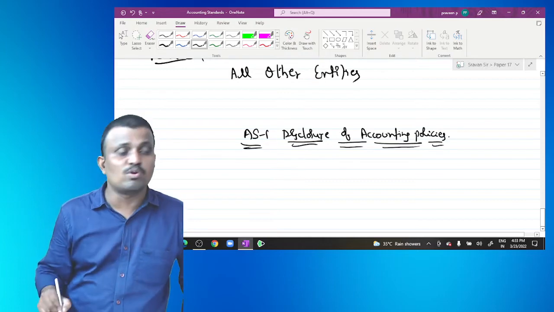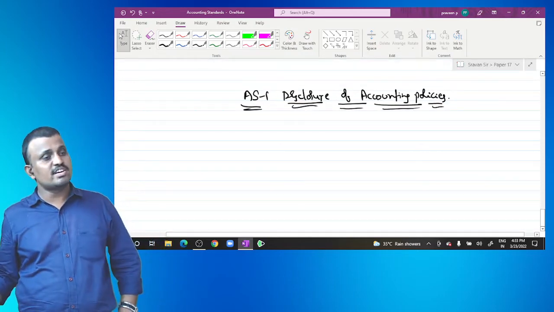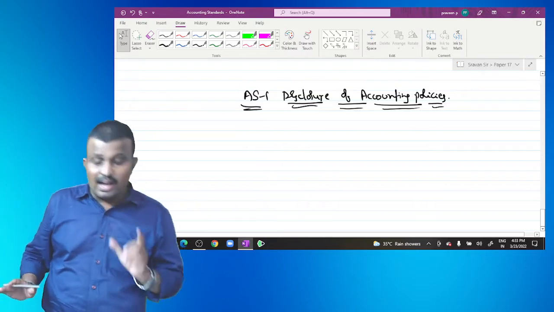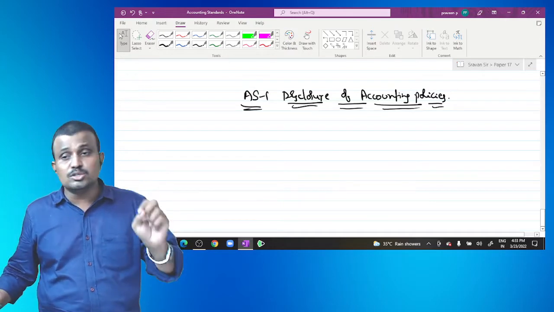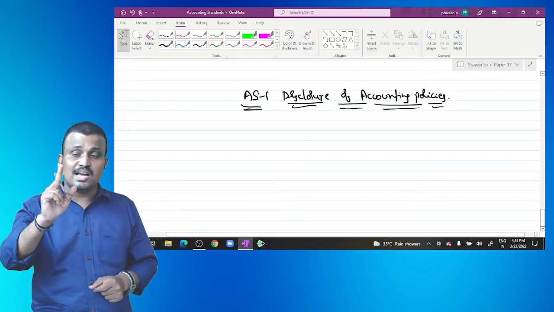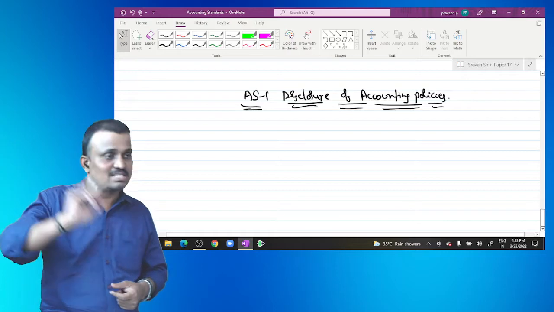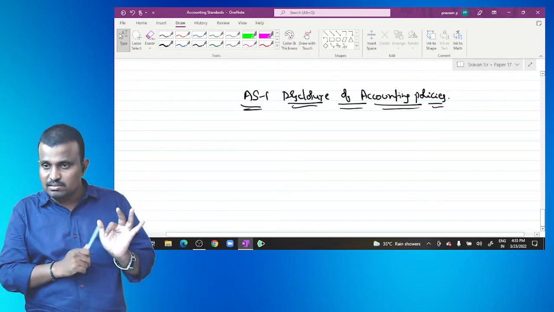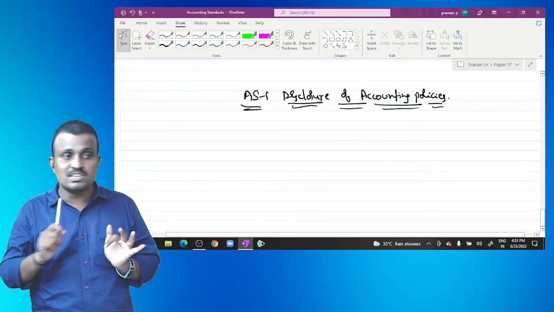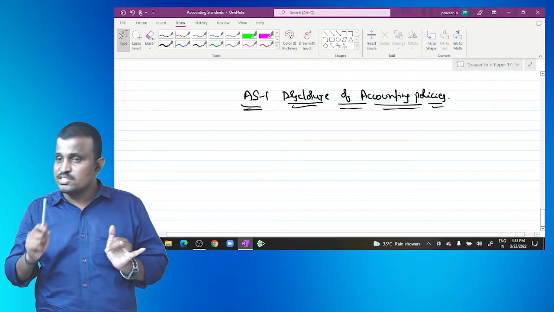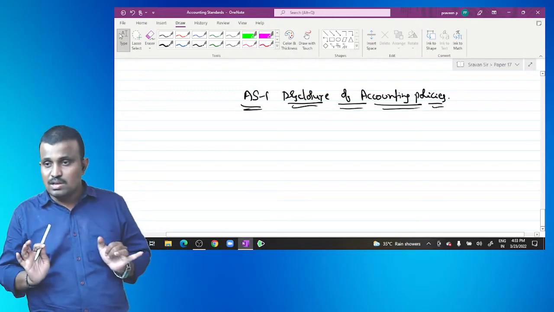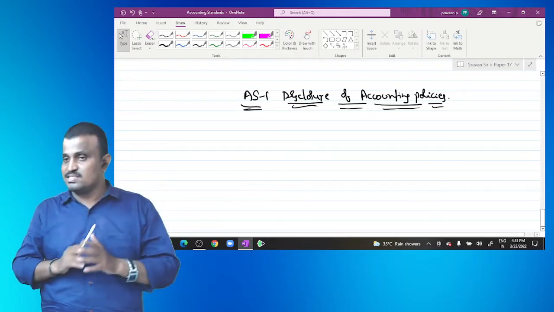Disclosure of accounting policies, AS 1. Remember, in India, ICAI issued 32 accounting standards. Out of that, 2 standards are withdrawn and merged into other standards: AS 8, Research and Development, was withdrawn and merged in Accounting Standard 26, Intangible Assets, and AS 6, Depreciation, was withdrawn and merged in AS 10, Property, Plant and Equipment. So, overall, 30 accounting standards are there.